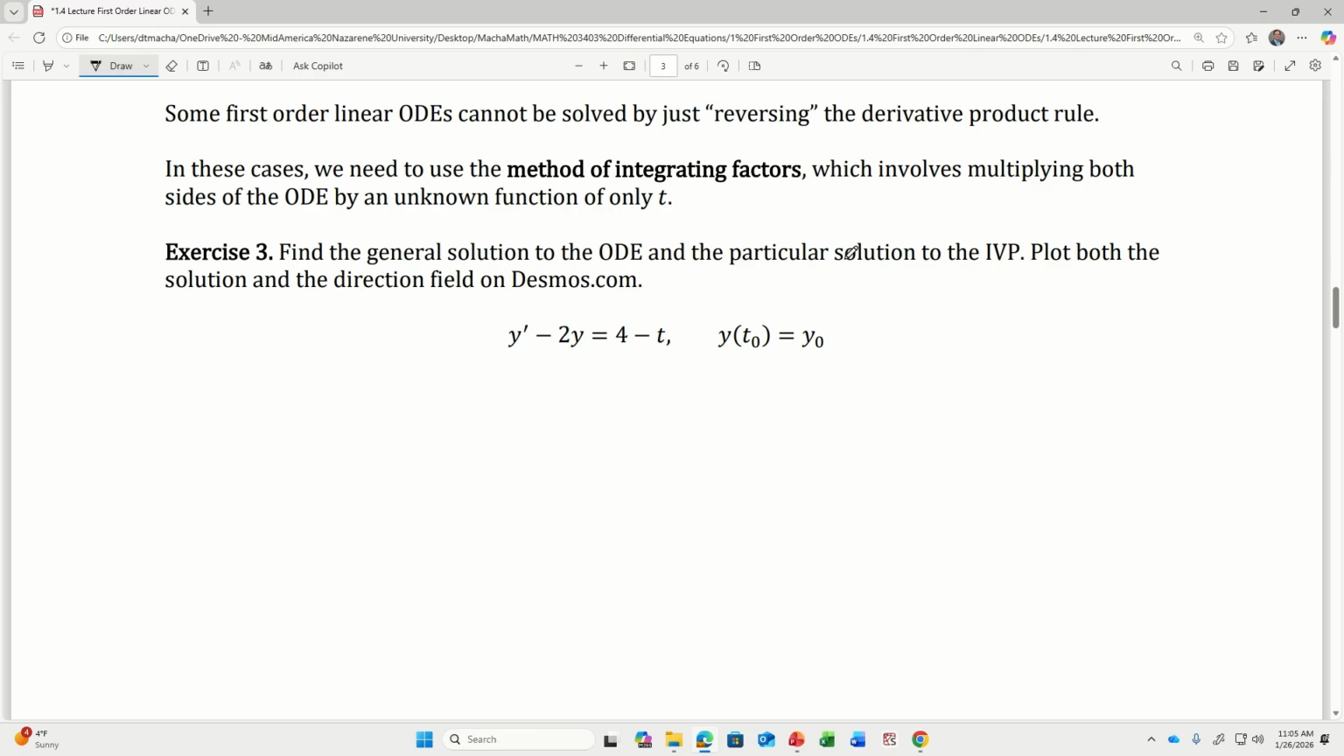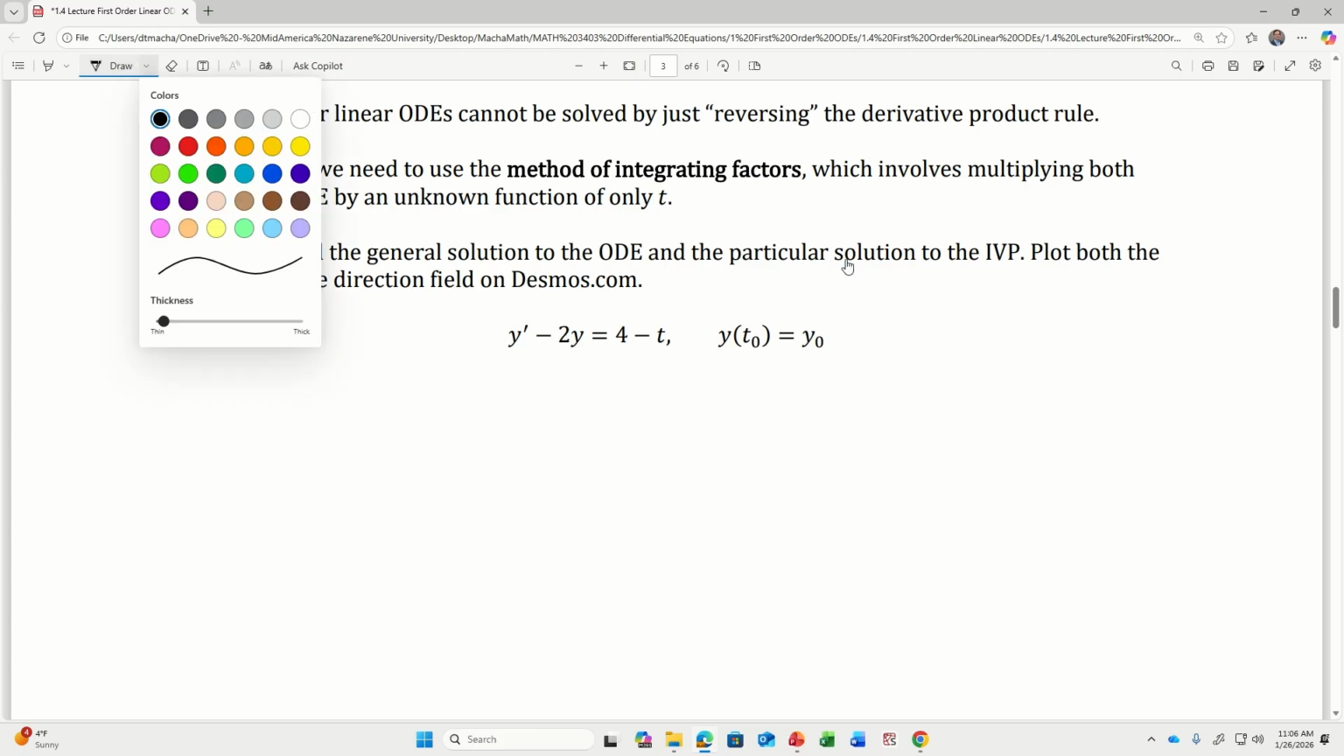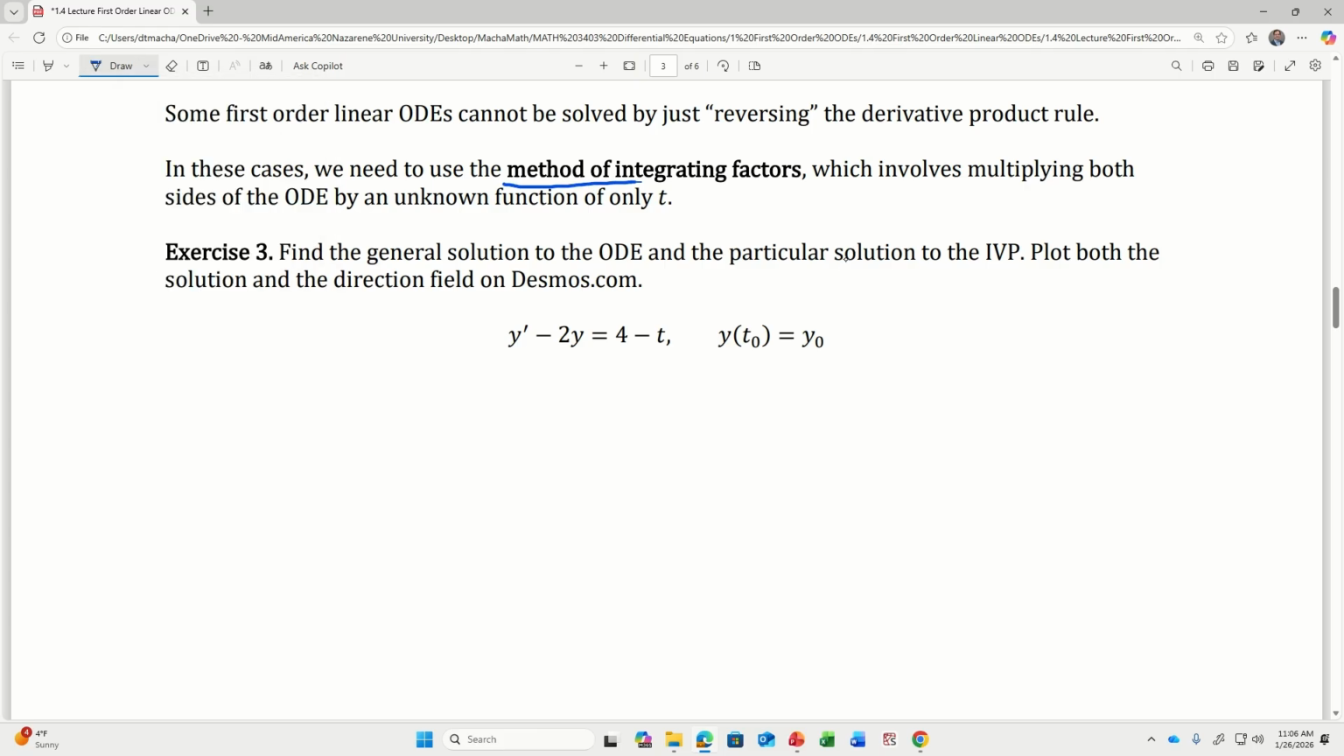All right, so like I said, that's a special case. That was the easiest case. What if we can't just reverse the derivative product rule? Like here, I would need -2 to be the derivative of 1, which obviously is not true, so I can't just reverse the derivative product rule in this example. In this case, we use a method called the method of integrating factors. And the method of integrating factors is not too crazy.